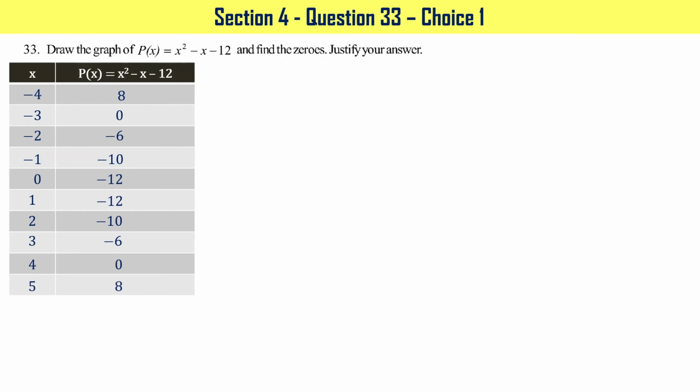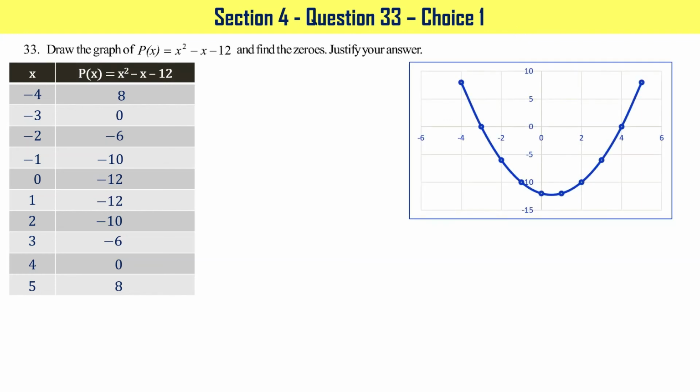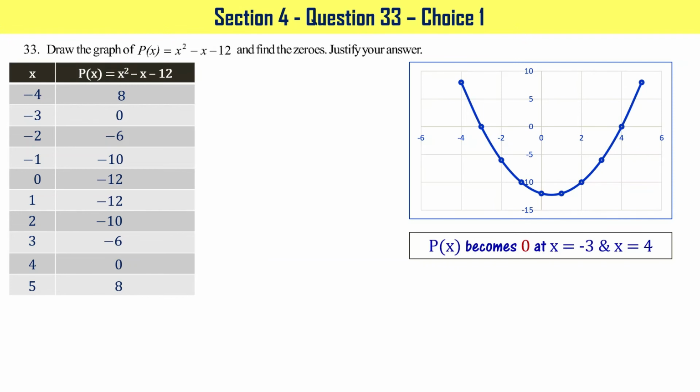Now let's plot this data. You get a curve like this, right? As you see here, p of x becomes 0 at x equal to minus 3 and x equal to 4. x equal to minus 3 is this particular point and x equal to 4 is this particular point. This is your x-axis, right?